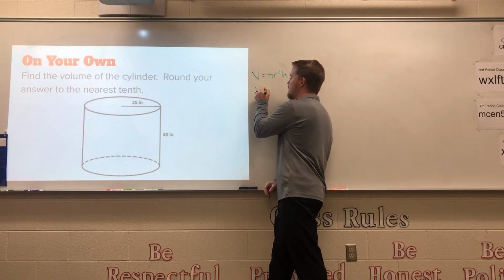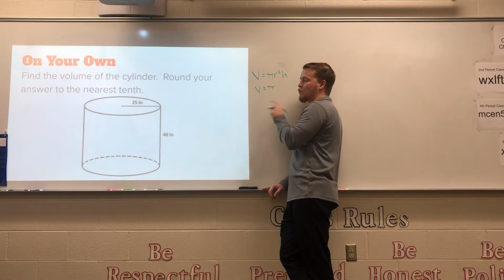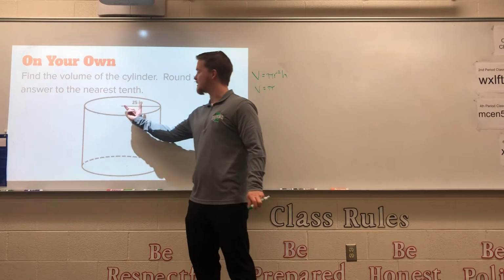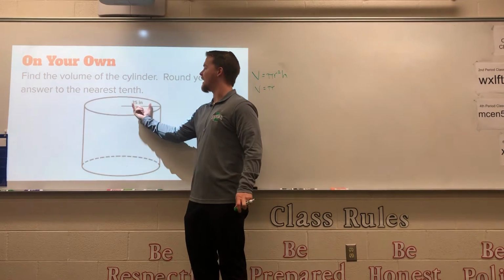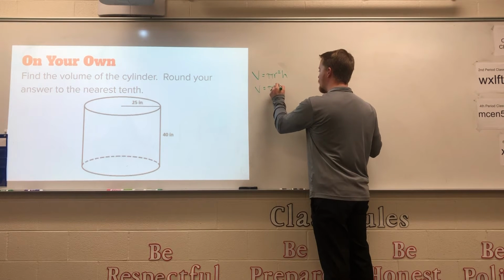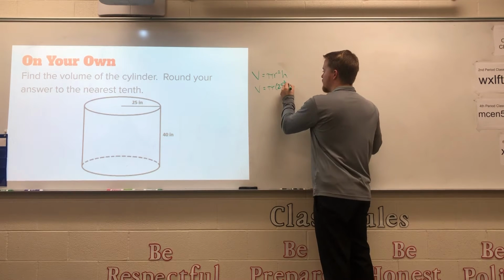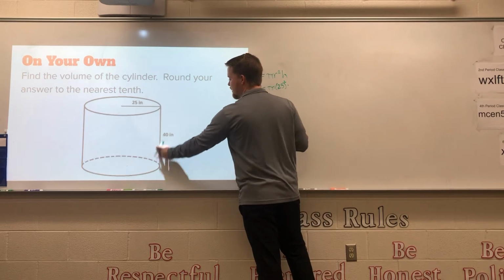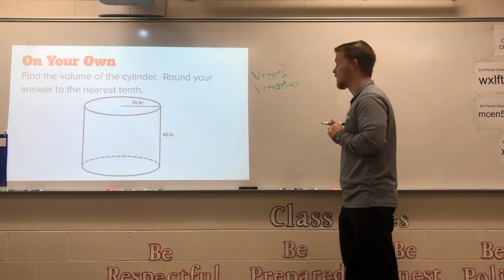So V equals pi. Then we have to ask ourselves, do we know what r is? What is the radius of this cylinder? And if you look, 25 is your radius, because radius is just half of your diameter going all the way across your base. So half of that is 25. So this right here is what is considered your radius. So 25 is plugged in for r, and that is squared, times h, which if I look at my cylinder, my h is my height, which in this case is 40 inches. So 40 gets plugged in for h.